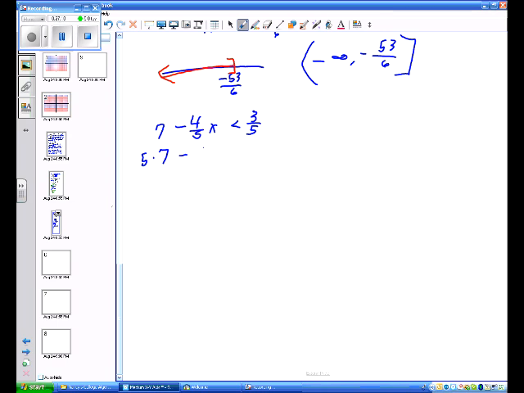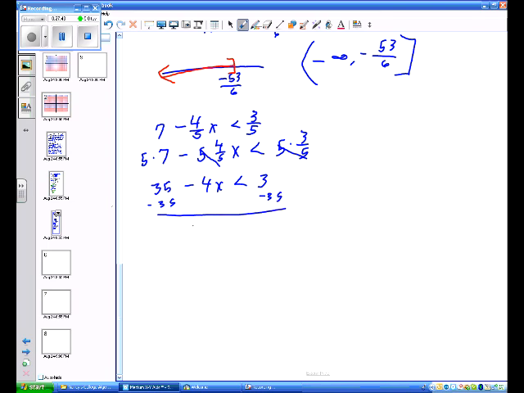So in this case, our common denominator is 5. So we're going to multiply each term by 5. As long as we're multiplying by a positive number, we don't do any changes. So we end up with 35 minus 4x is less than 3, since our 5's cancel. Now, let's subtract 35 from both sides. So we have negative 4x is less than negative 32.